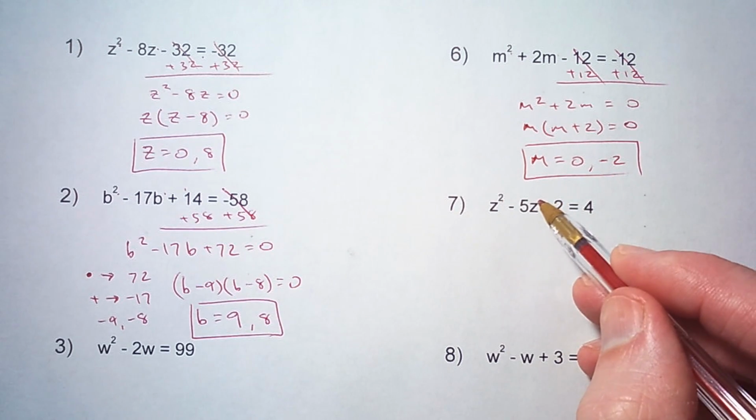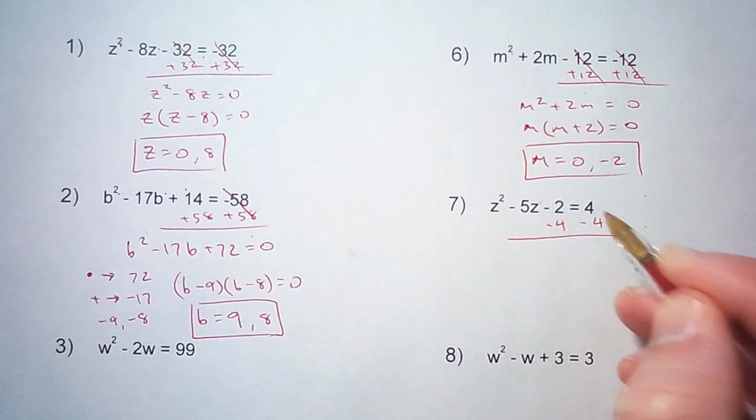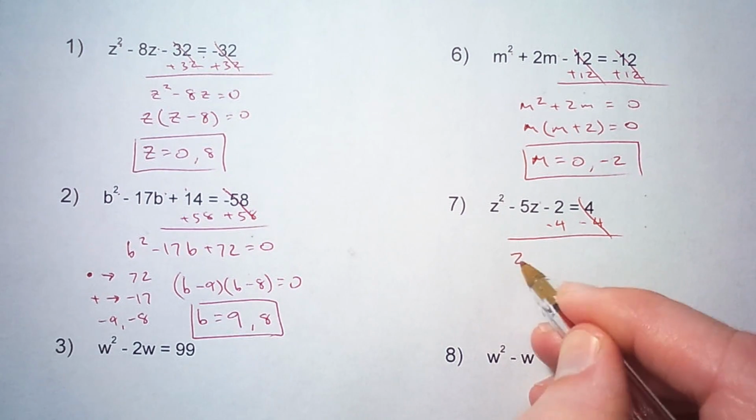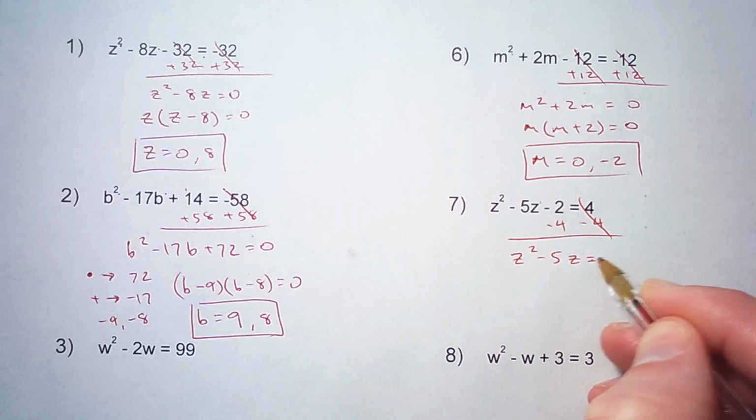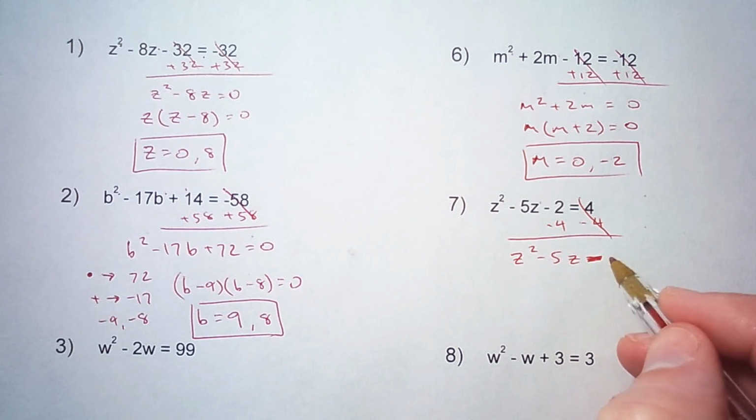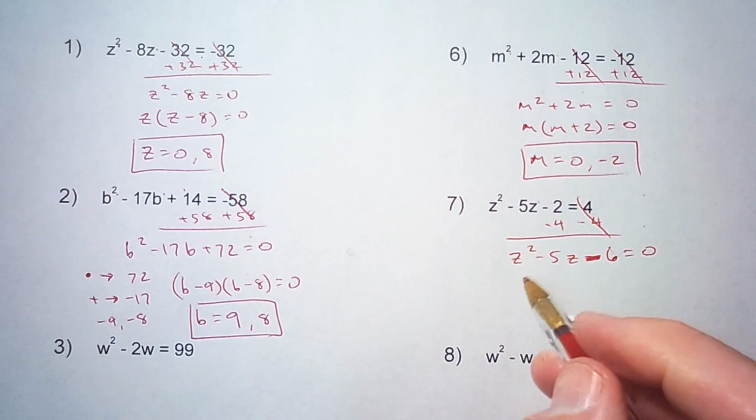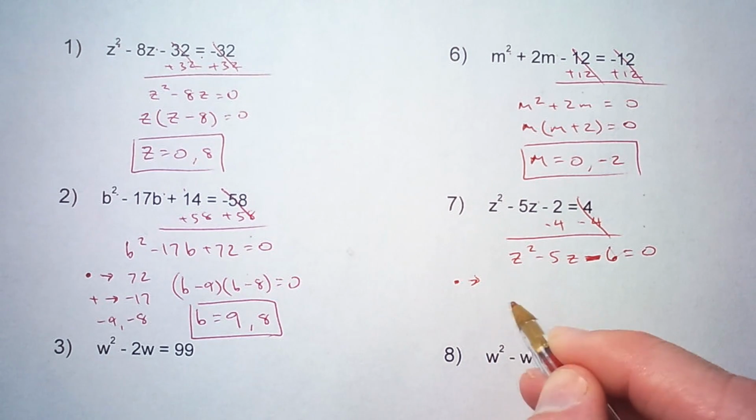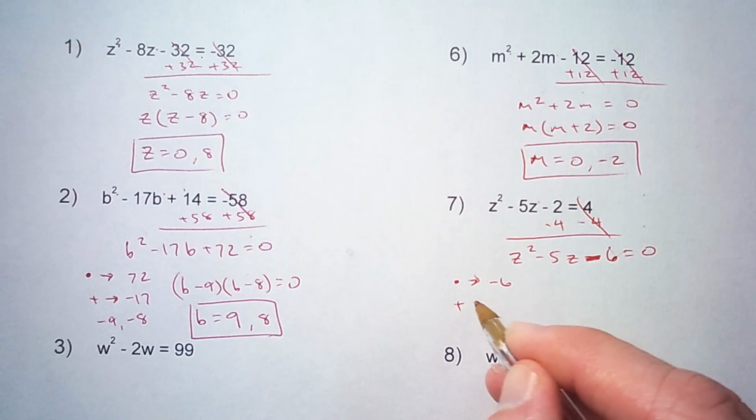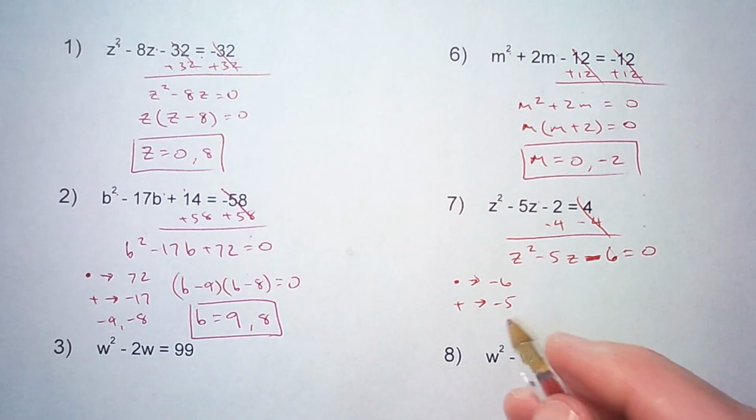Once again, I have a squared and a first power, so I want it to be equal to 0, so minus 4 on both sides. And I get z squared minus 5z minus 6 equals 0. Okay, so I'm looking for two numbers that multiply to negative 6 and add up to negative 5. Multiply to negative 6 and add to negative 5.